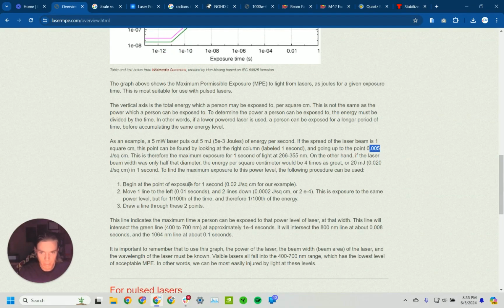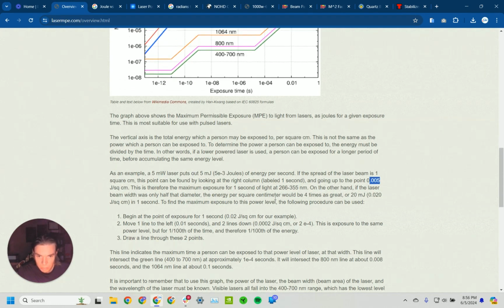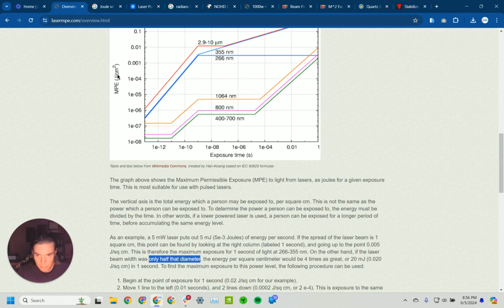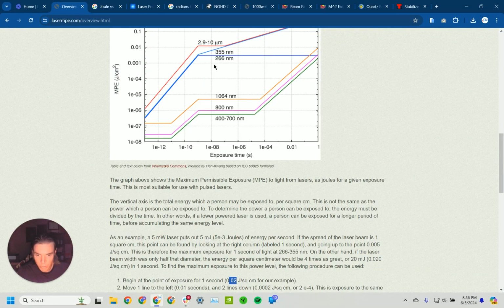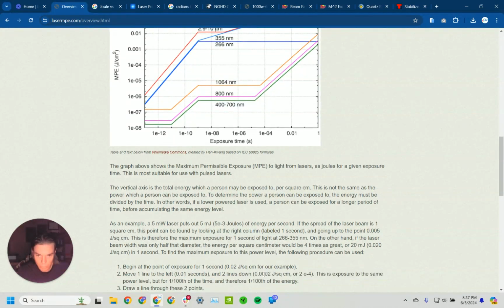So here's what's interesting about spot size. So let's say all things being equal, if the laser was only half that diameter, we would have 4 times the amount of energy, 20 millijoules. So we're going to go here, and we're going to go to 0.02, which is about here. So we're going to go here and move 2 lines down to 0.0002 joules, which is about here.